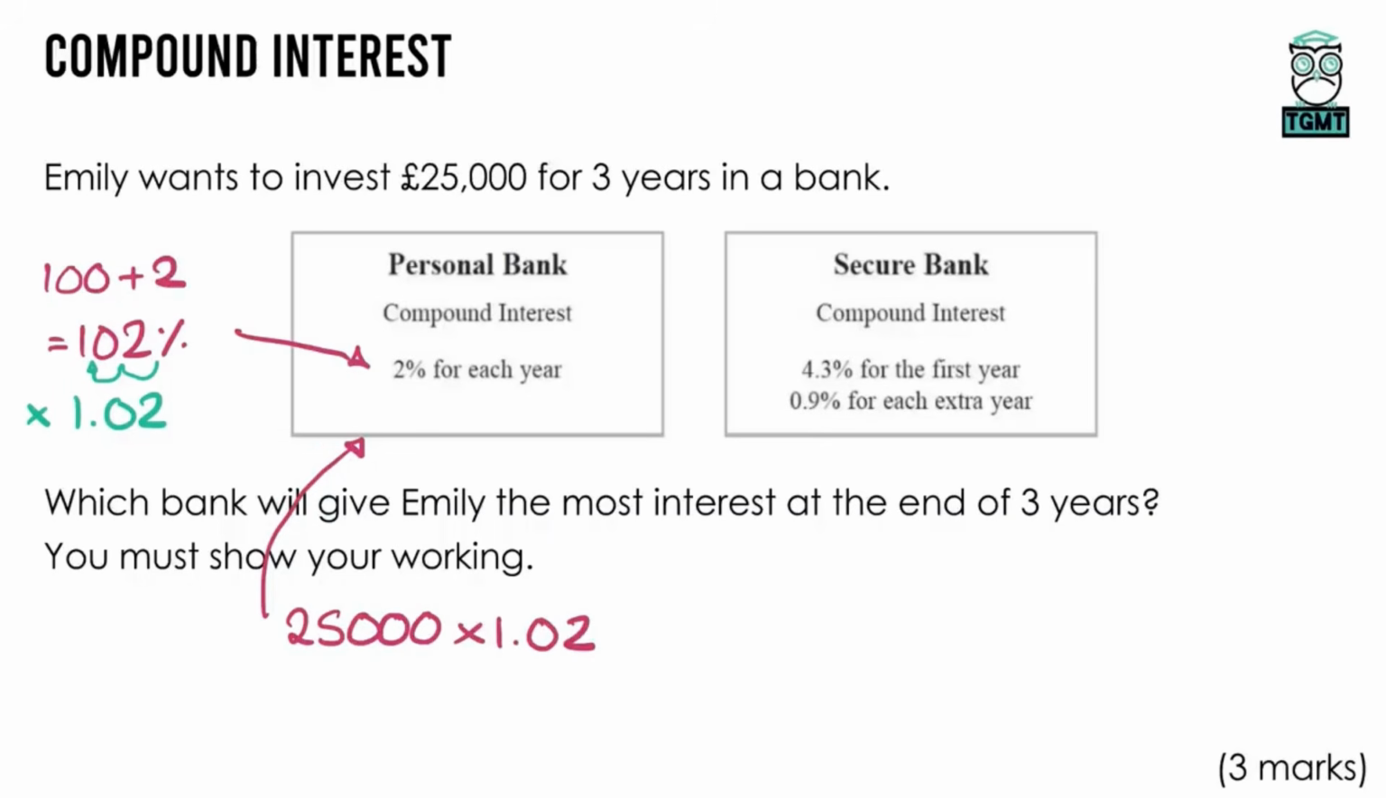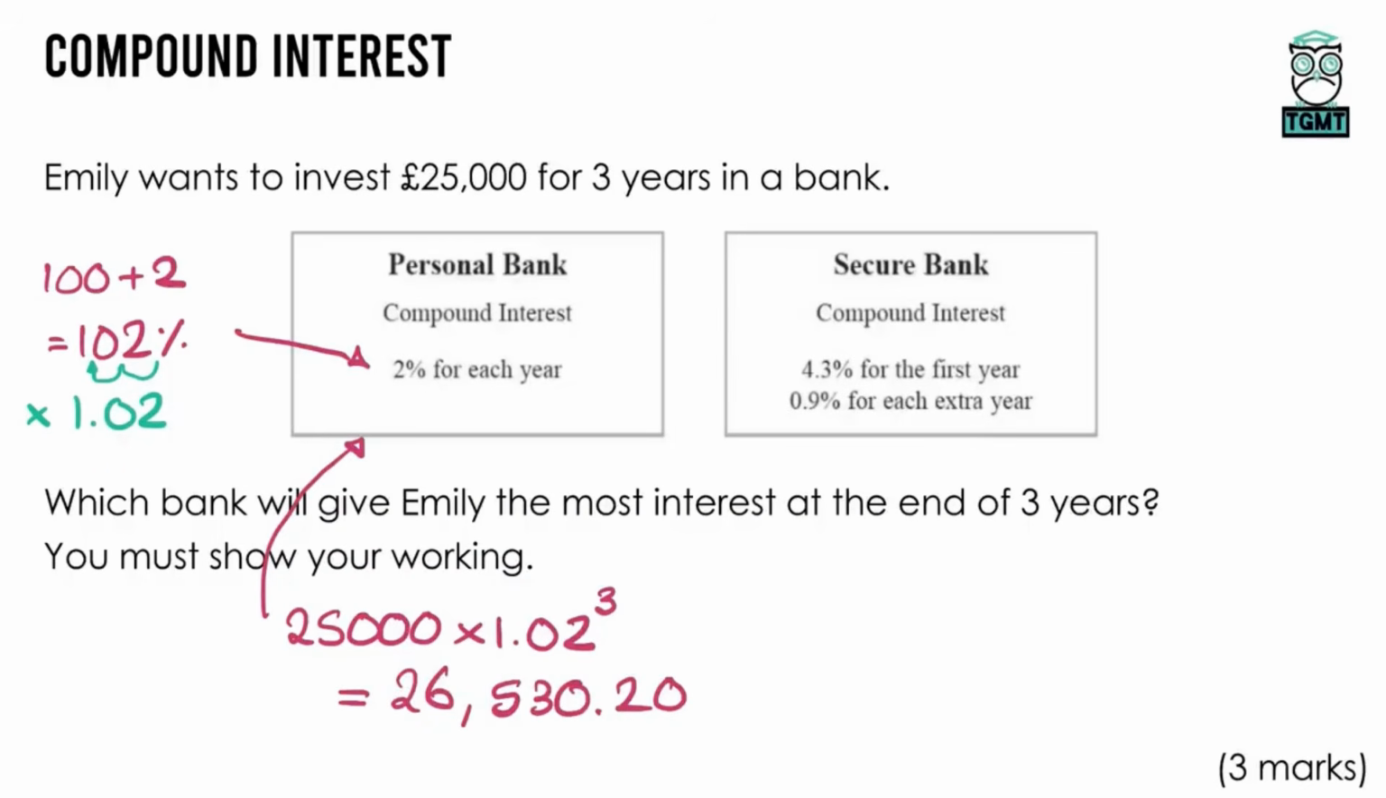From there, you could write it down and then multiply by 1.02 again to find year 2, write it down, and multiply by 1.02 again, and write it down, and you'll have your 3rd year. However, you can get around that by just doing the power for the amount of years, and that'll just multiply by 1.02 3 times and do it all for you in one jump. So 25,000 times 1.02 to the power of 3 comes out as £26,530 and 20 pence. So that's how much she'll get if she invests in personal bank.